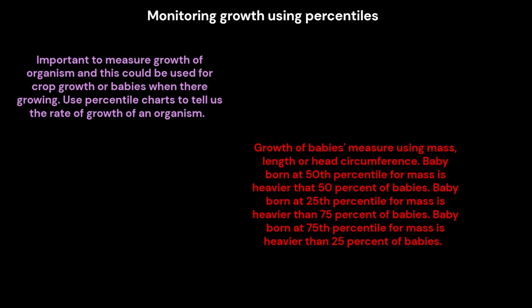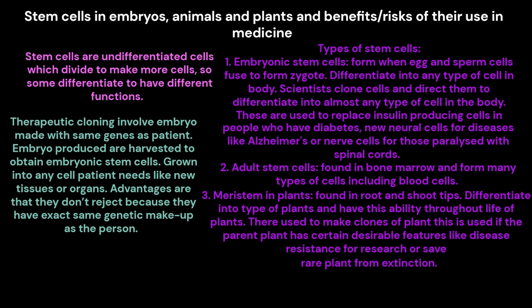A baby born at the 75th percentile for mass is heavier than 25% of babies. Stem cells in embryos, animals and plants, and the benefits and risks of their use in medicine. Stem cells are undifferentiated cells which divide to make more cells, and some differentiate to have different functions. Types of stem cells. 1.